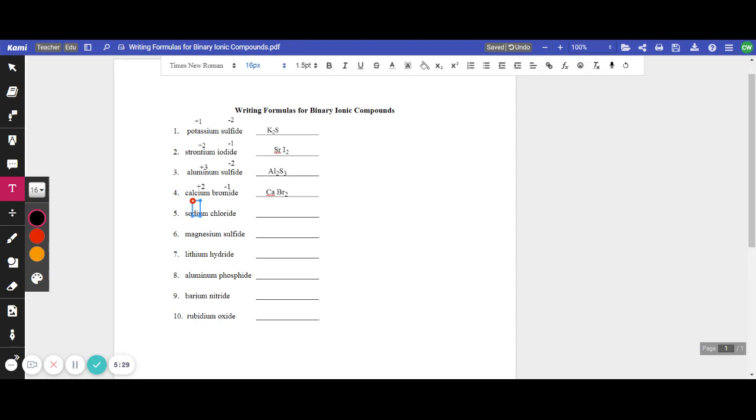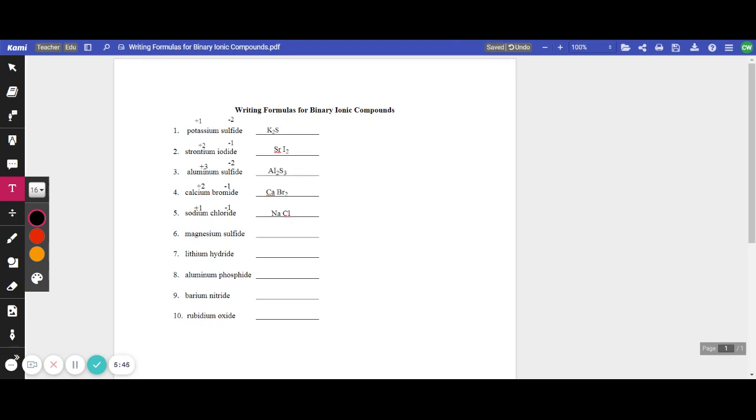All right, sodium's in group 1 and has a +1 oxidation number. Chloride comes from chlorine and has a -1 oxidation number. Oh, look at that, that makes a neutral compound. We're familiar with that. That's table salt.